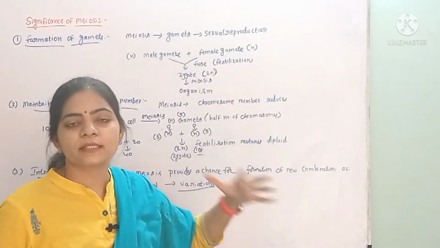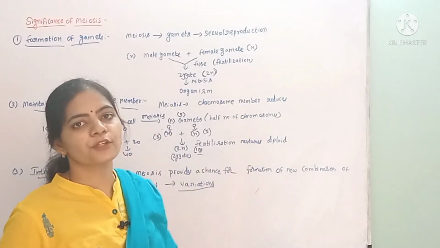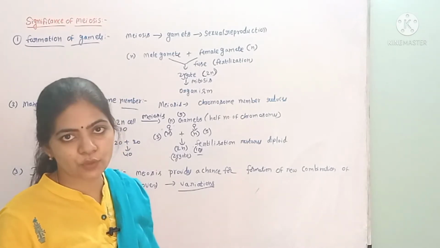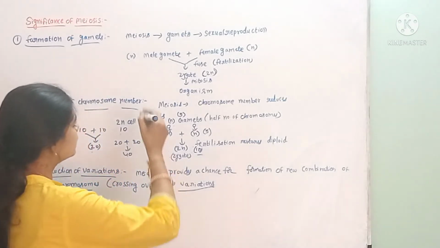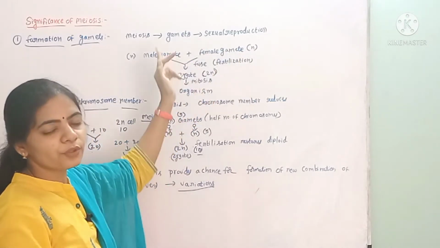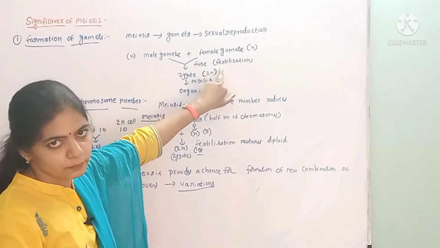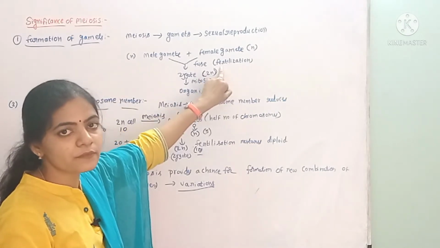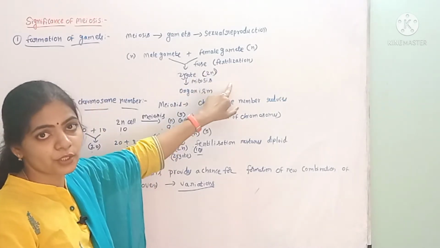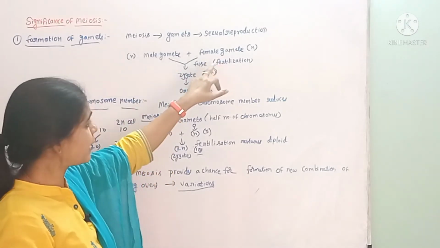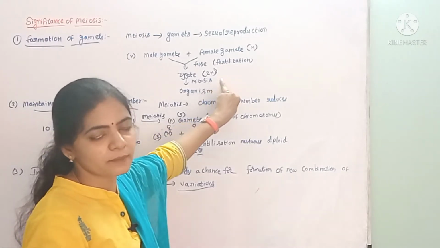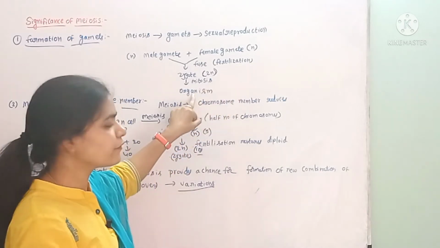If it is a male organism, it produces male gametes, and female organisms produce female gametes. These male and female gametes fuse during sexual reproduction. The male gamete, which is haploid, and the female gamete, which is haploid, both fuse, and the fusion of the gametes is called fertilization. That results in zygote formation, which is in the diploid condition. The fusion of two haploid gametes results in the diploid zygote, and this zygote undergoes repeated mitosis.